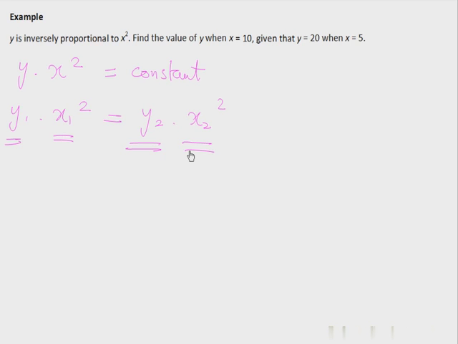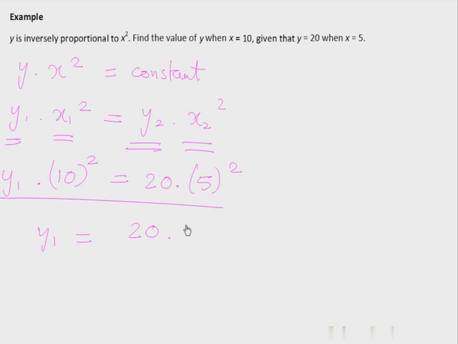Let's plug in values. Find the value of y when x is 10. So let's say y1 times 10 for x1 square. Given that y2 is 20 and x2 is 5, 5 square. Let's solve.